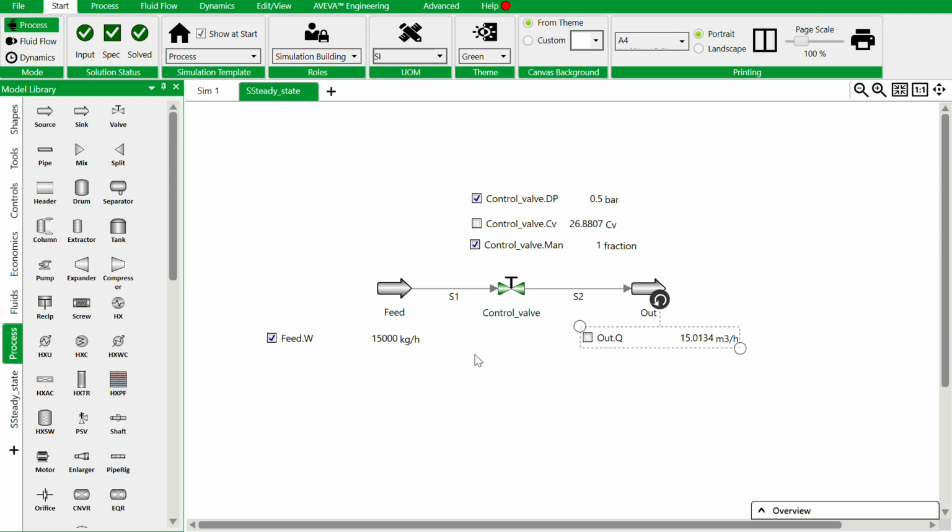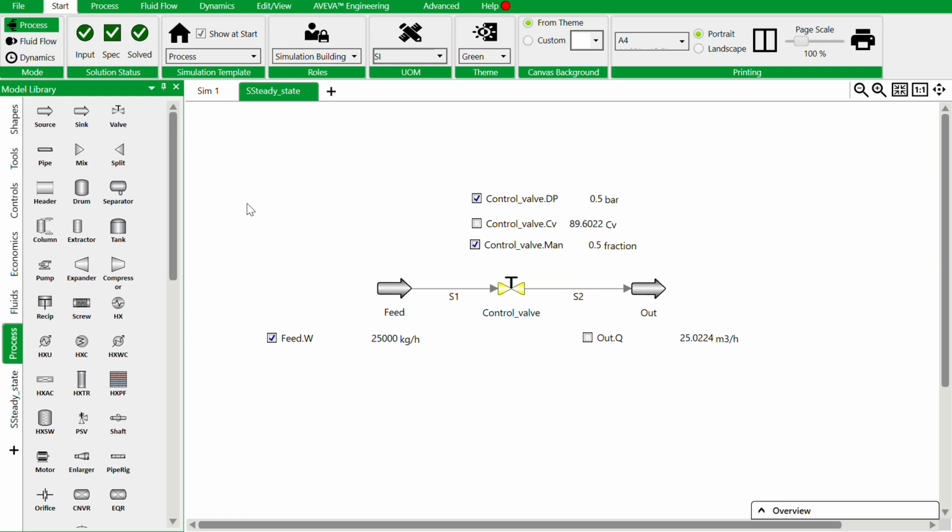In steady state, we have given the feed flow rate as input, and based on that and the delta P across the control valve, we get the calculated CV. If we change the feed flow rate, I just change it from 15,000 to 25,000, you will get the calculated CV. Earlier it was 26. The second input is the manual position of the control valve, whether it is 100% open. One means 100 percent opening, or we can change it to 50%, then it directly gives the calculated CV based on that.